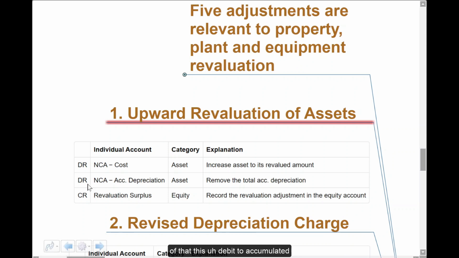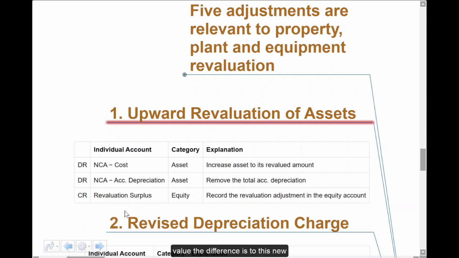Outside of that, this debit to accumulated depreciation, it says remove the total accumulated depreciation. Now, why is that? Because it looks like we're increasing an asset. Well, strictly speaking, we're not, because we know that accumulated depreciation is a credit, isn't it? It offsets against the cost of the asset. So what we're actually doing is reducing total accumulated depreciation. We have to get rid of that amount, because if we leave it there, then it offsets against the revalued amount. And that wouldn't be acceptable, because it means that we're not showing the asset at fair value.